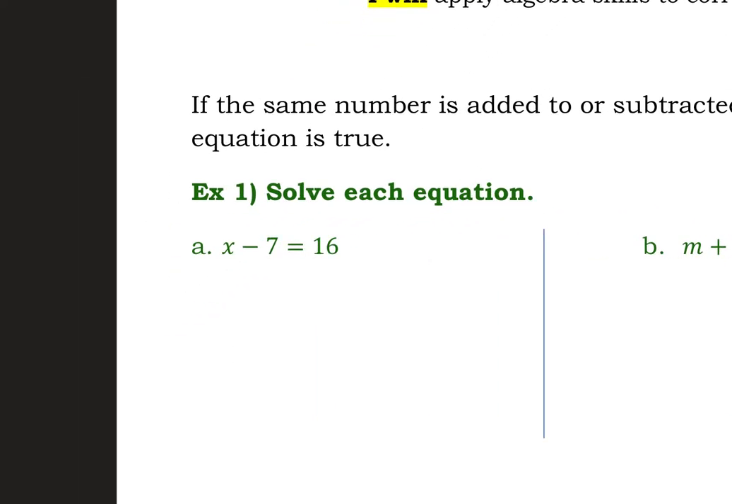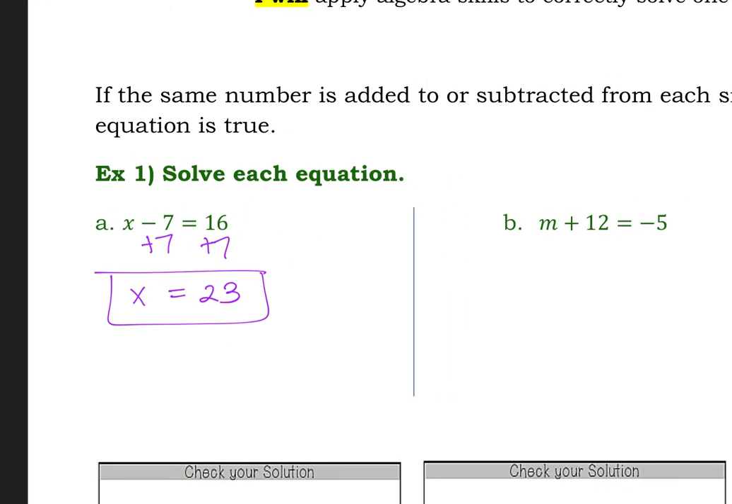On number 1, I have x minus 7 equals 16. What is the opposite of subtracting 7? Adding 7. So you're going to add 7 to both sides. So we're going to have x equals, what is 16 plus 7? What do we get when we add 16 and 7? 23. Okay. All right, when you're ready, we'll go to the next one.